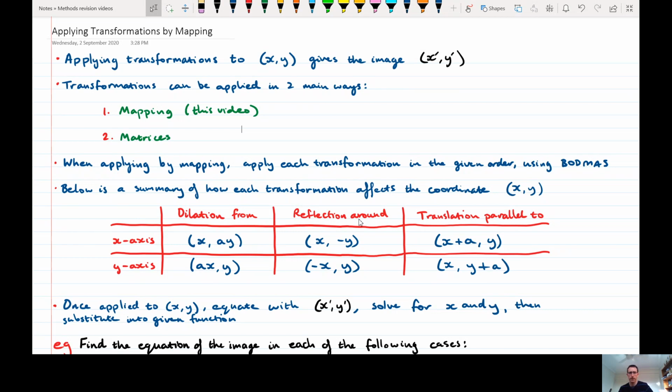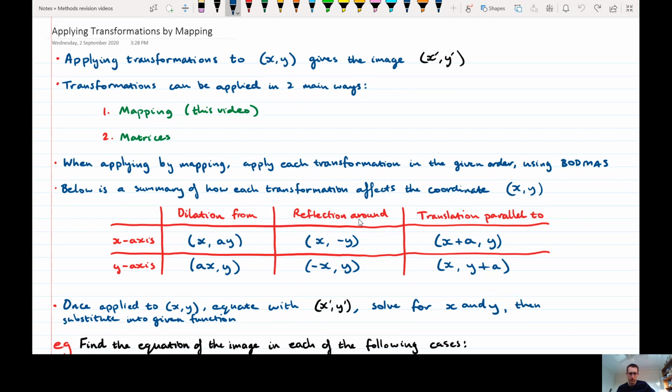In this table, from the x-axis means you're affecting the y value, so you're multiplying it. From the y-axis means you're multiplying the x value, stretching it away. Reflection is changing the y value or the x value depending on which axis, and you're adding a value to x or a value to y depending on if you're moving sideways or up and down. Of course, if a is negative, you're moving left and down. If a is positive, you're moving right and up.